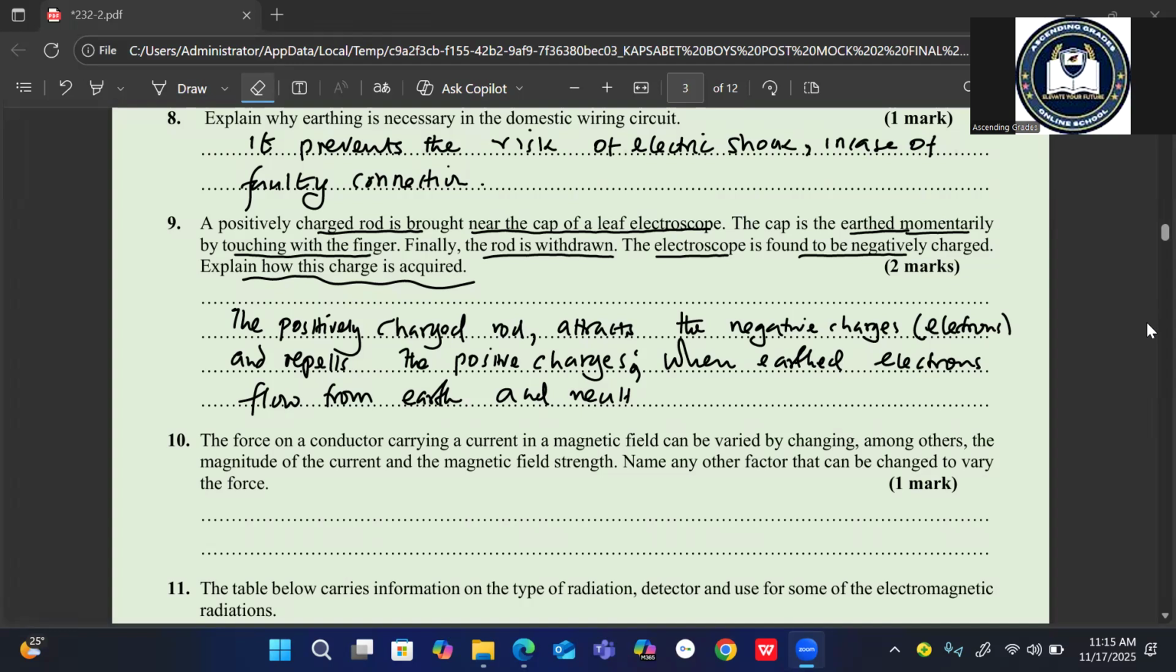So now we can continue. We are tackling number 9.